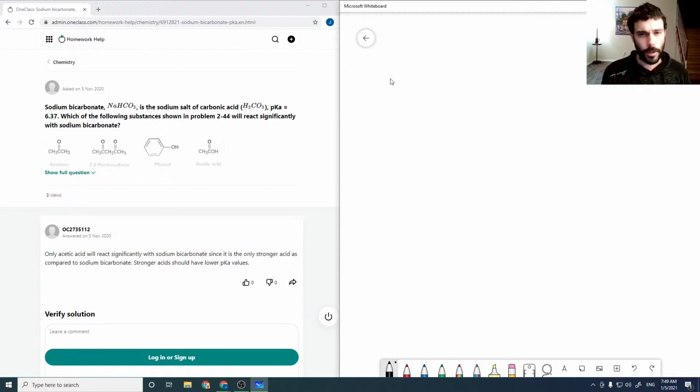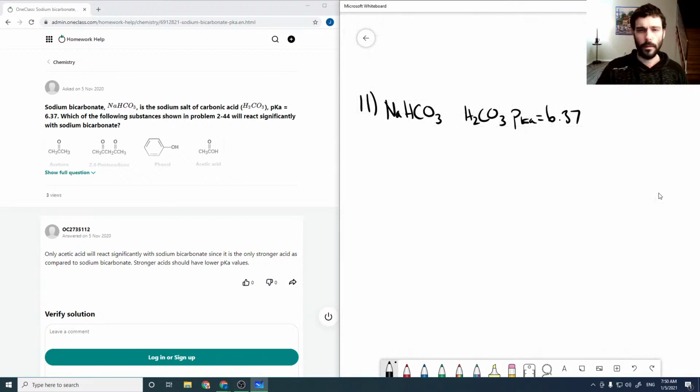So now for this one, sodium bicarbonate is the sodium salt of carbonic acid. So H2CO3 pKa is 6.37. It asks which of the following substances will react significantly with sodium bicarbonate.